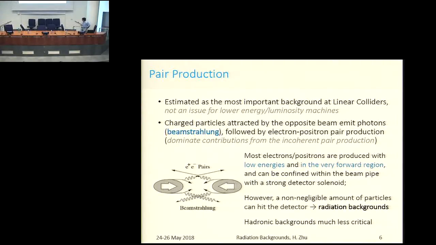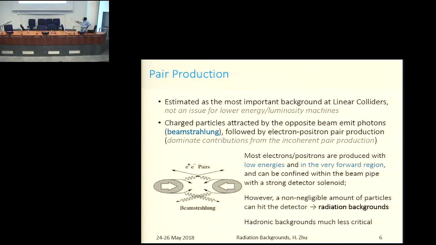The most important background for us is the so-called pair production. This is estimated as the most important background at linear colliders. It is not an issue for previous detectors, for example LEP, or even for Super KEKB, because the energy is so low. So it's not an issue for them, but definitely it's important for us.